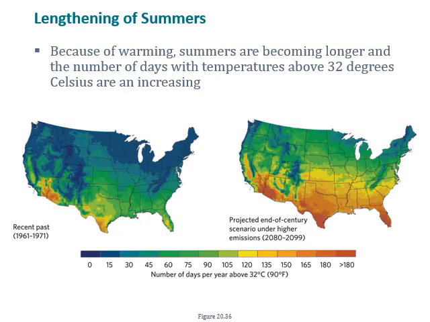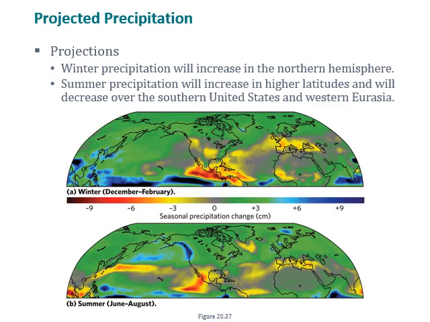Because of warming, summers will become longer and the days with temperatures higher than 32 degrees Celsius are increasing. This is something we're measuring currently. Precipitation is projected to change as well, with winter precipitation increasing in the northern hemisphere and summer precipitation increasing in higher latitudes, but decreasing over the southern United States and western Eurasia.